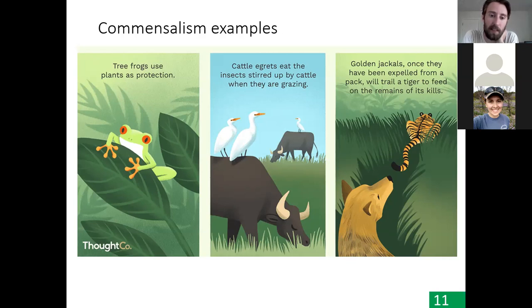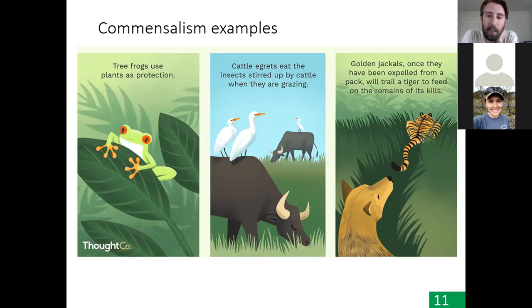The frog that's interacting with plants is going to be eaten less than a frog that's just on the ground, for example. So yeah, the frogs are getting a benefit by climbing around on these plants. Their survival is higher. However, the plants aren't getting any sort of benefit from this interaction or detriment. They're just kind of unaffected. And so yeah, that's one example, tree frogs blending into plants.